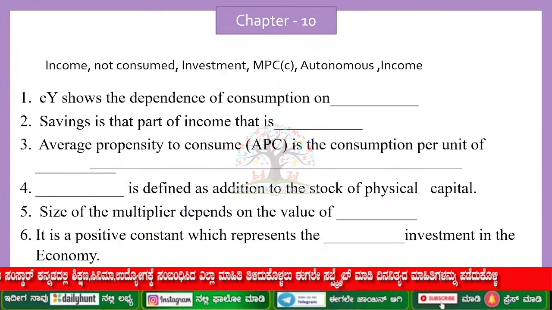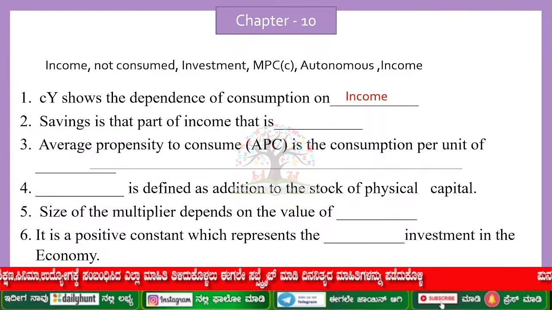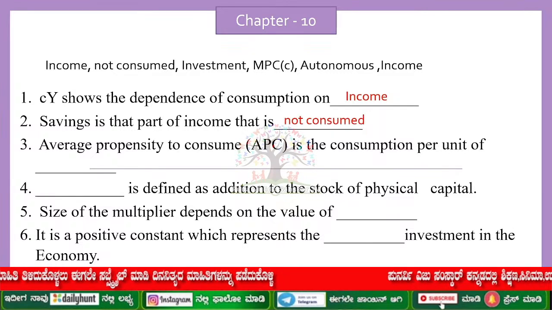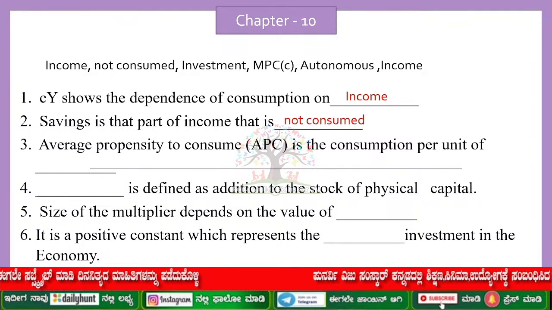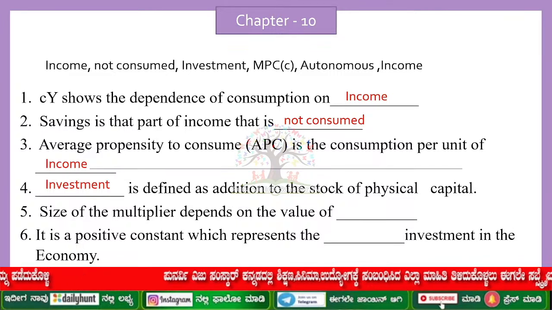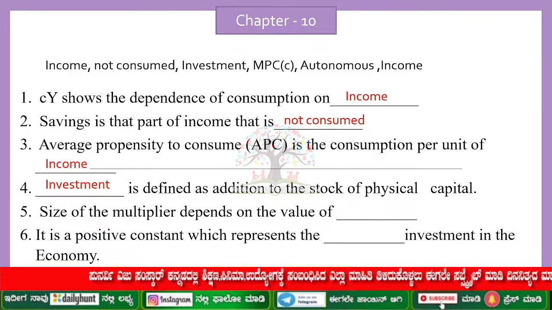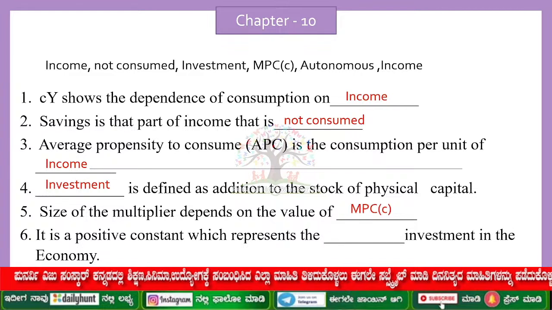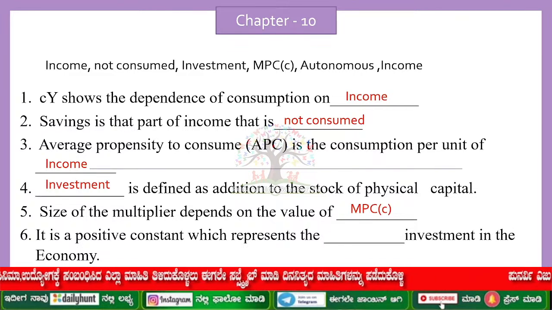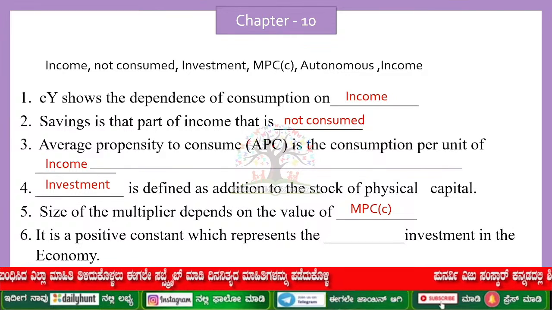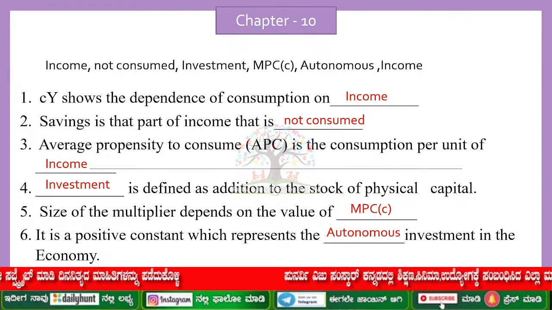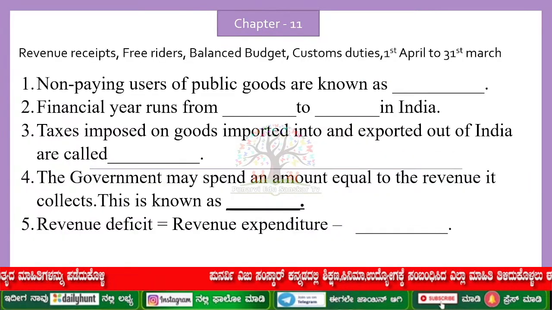CY shows the dependence of consumption on income. Saving is that part of income that is not consumed. Average propensity to consume is consumption per unit of income. Investment is defined as addition to the stock of physical capital. The size of the multiplier depends on the value of marginal propensity to consume. It is a positive constant which represents autonomous investment in the economy.